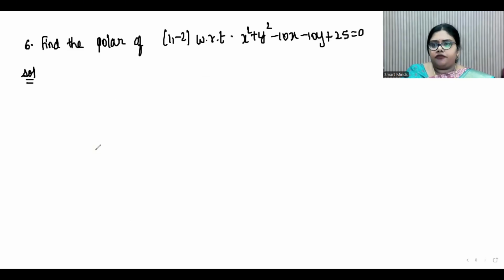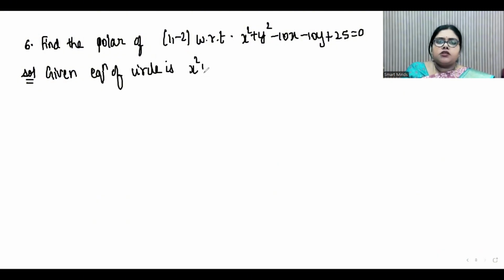Take the next question. Find the polar of (1, -2) with respect to x² + y² - 10x - 10y + 25 = 0. First, let us write down the given equation of the circle. You can see the circle equation is in general form: x² + y² - 10x - 10y + 25 = 0.